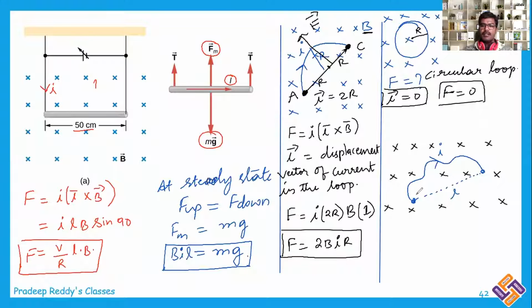Next, coming to this example, here we have an irregular shaped loop. Where is the starting point? Here is the starting point. Here is the ending point. You just draw one vector from the starting point to the ending point, and that vector I am writing as L. So whatever the length of the loop may be, you should take the effective length L itself in this case. L is the effective length of the loop.